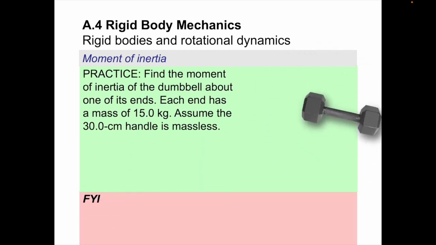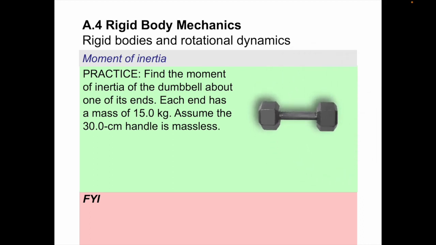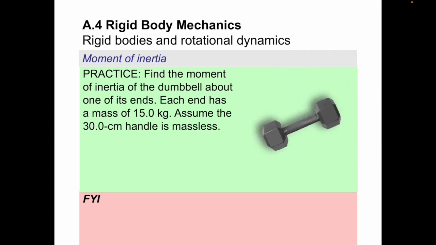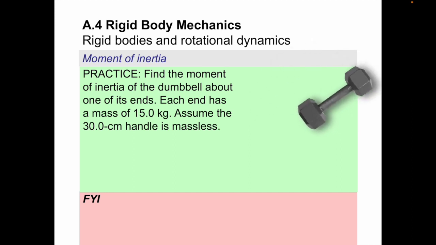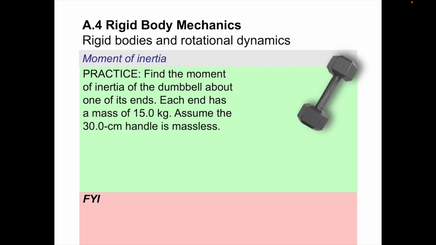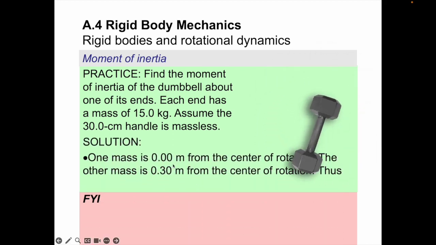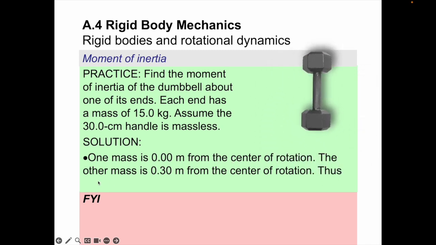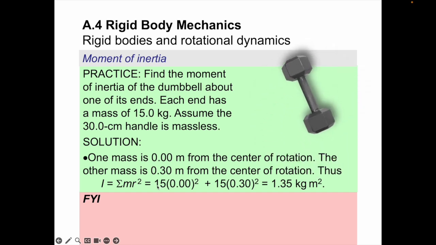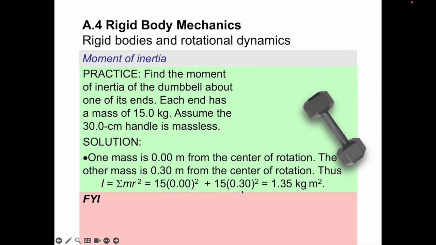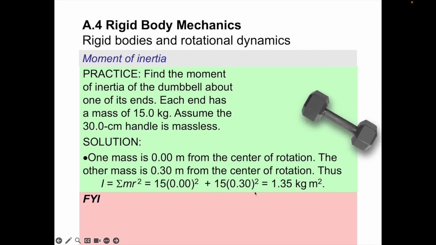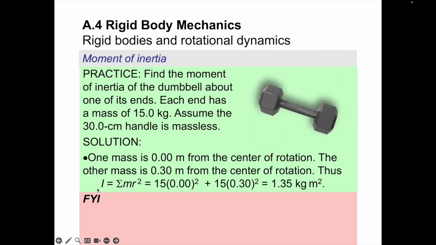Let's do another one. Find the moment of inertia of a dumbbell about one of its ends. Each end has a mass of 15 kilograms. Assume the 30 centimeter handle is massless. So this is the same problem, but now we are having it rotate around one end rather than around its center of mass. So how are we going to do this one? Well, one mass is 0 meters from the center of rotation, and the other mass is 0.3 meters from the center of rotation. So when we plug in, we can say 15 times 0 squared plus 15 times 0.3 squared gives us our kilogram meters squared. And so that's going to be our moment of inertia.